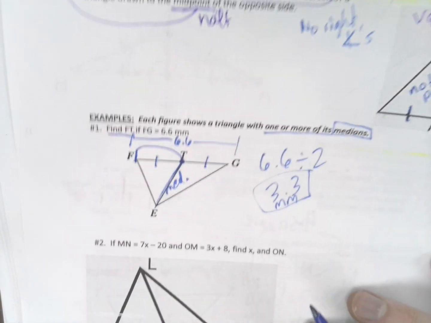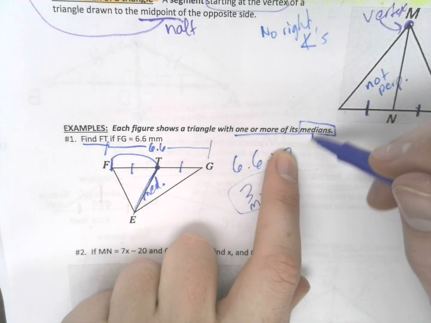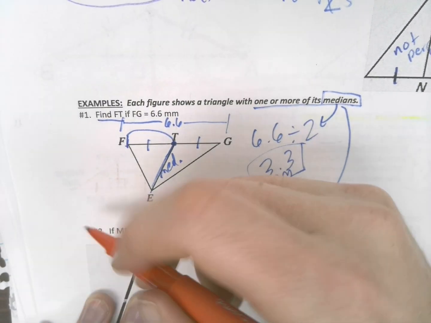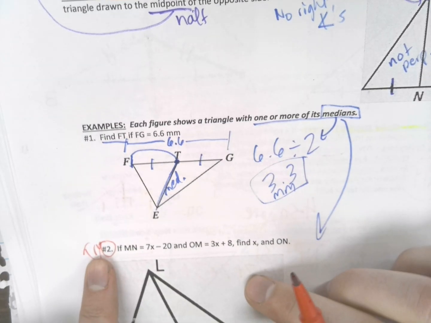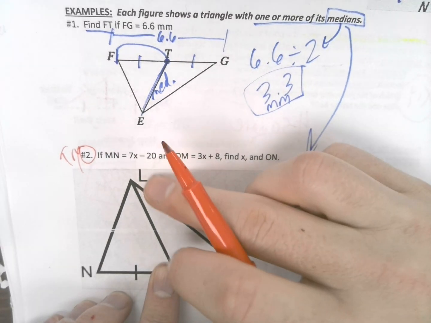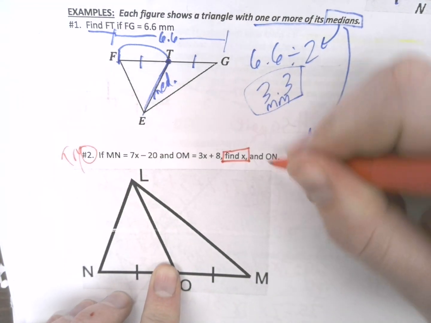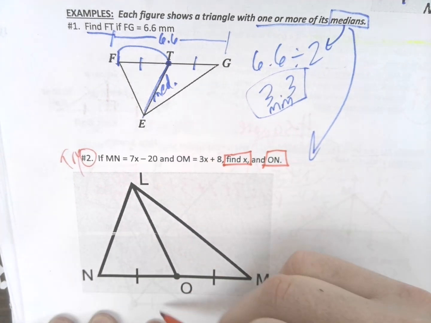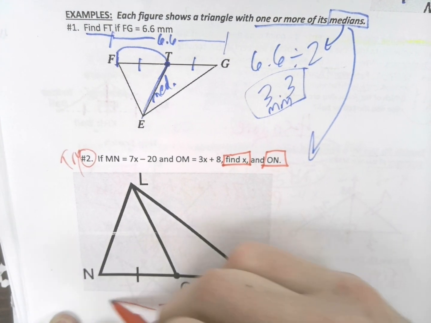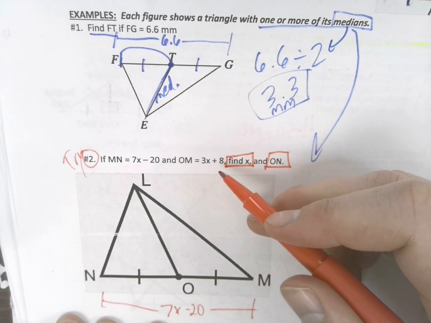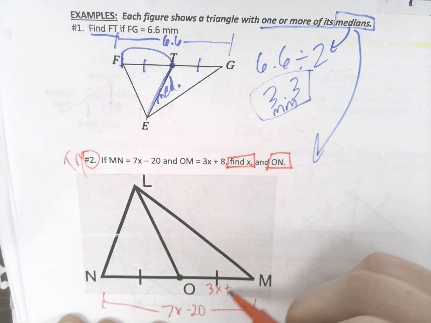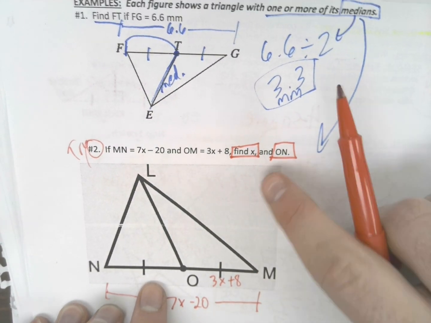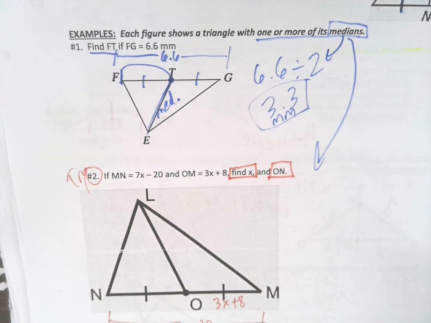And so what I want you guys to do, once again, we're dealing with medians on this one and on this one. I want you guys to try number 2 for me. Try number 2. Once again, make sure you label first thing. And make sure you know what you want to find. We want to find x, and we want to find ON. So 7x minus 20 is the whole piece down here. OM is going to be 3x plus 8. So I'm going to let you guys see if you can try this one. You can go ahead and pause the video.